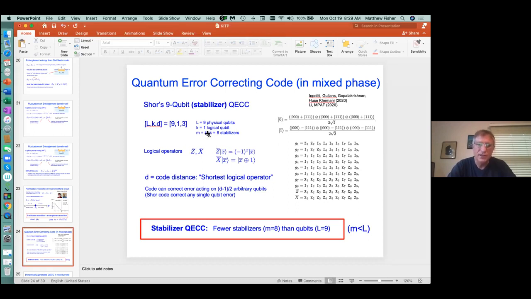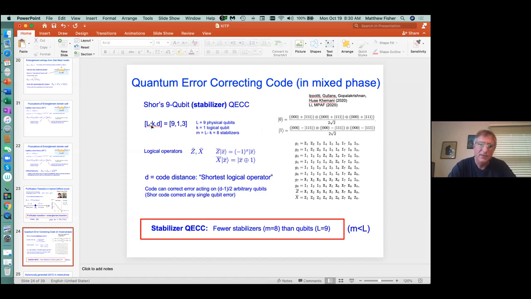In addition to these, an important thing I want to emphasize is that in any of these stabilizer codes, the number of stabilizers is less than the number of physical qubits. M is L minus K, so it's the difference between the number of physical qubits and the number of logical qubits. And here there's 1 logical qubit and 9 physical qubits, and so the number of stabilizers is 8. In addition to the 8 stabilizers, one can define what are called logical operators, Z bar and X bar, which act like Pauli operators on the encoded qubit, 0 bar and 1 bar.